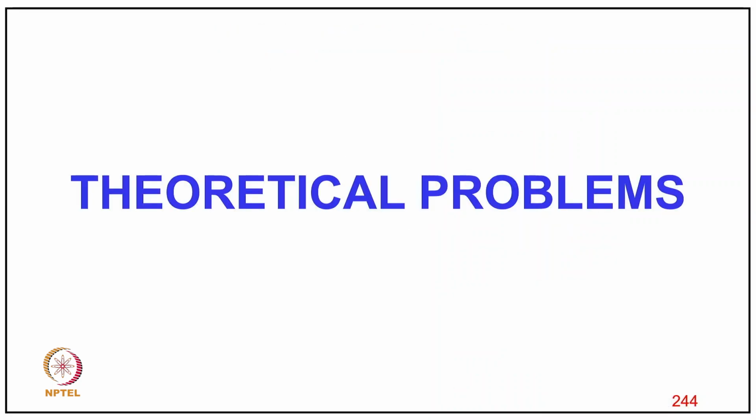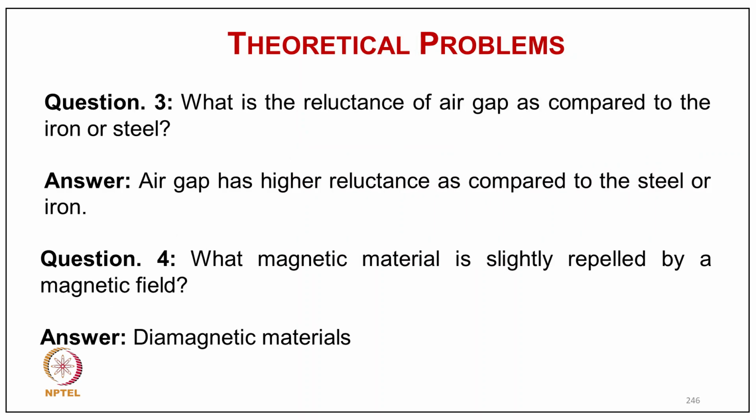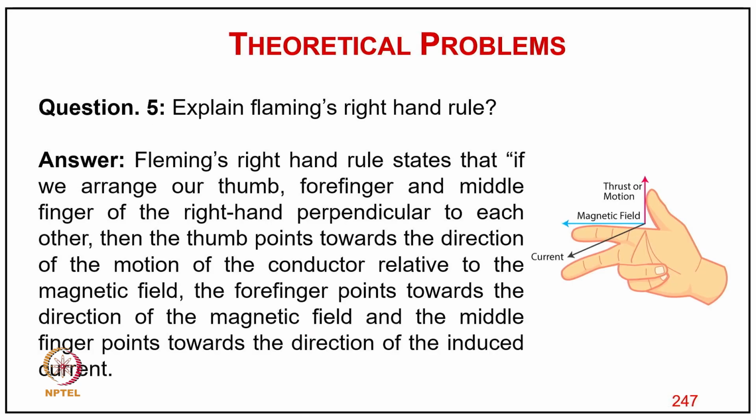Now we have some typically solved problems. Coming to that, the question is: what is the direction of magnetic lines of force? Answer: magnetic lines go from the north pole to the south pole outside the material and from the south pole to the north pole inside the material. Question 2: what is the unit of magnetic flux density? Answer is Tesla. Question 3: what is the reluctance of an air gap as compared to iron or steel? Answer: the air gap has large reluctance as compared to steel or iron. Question 4: which material is slightly repelled by a magnetic field? Answer is diamagnetic material.